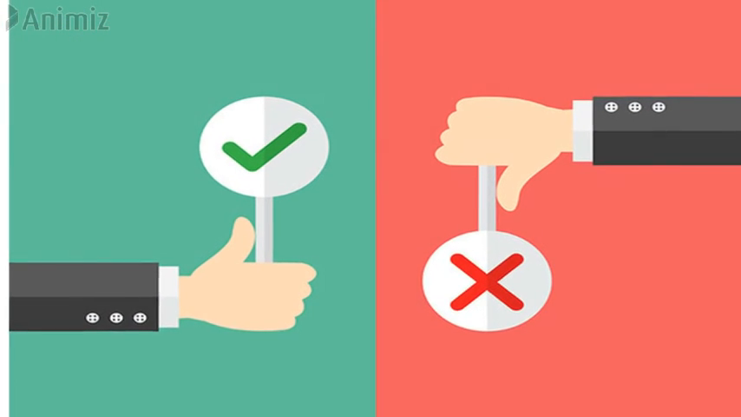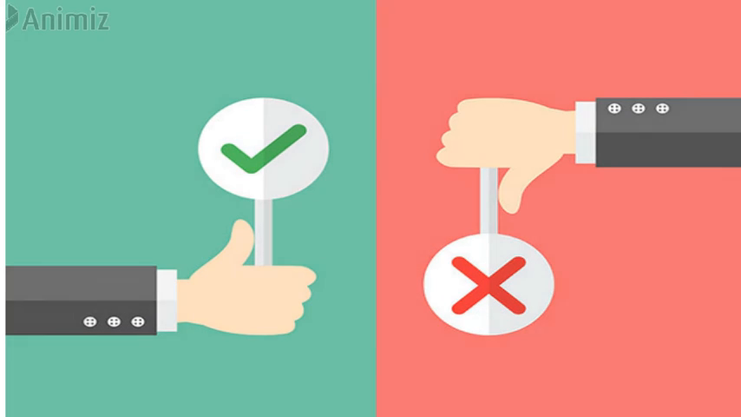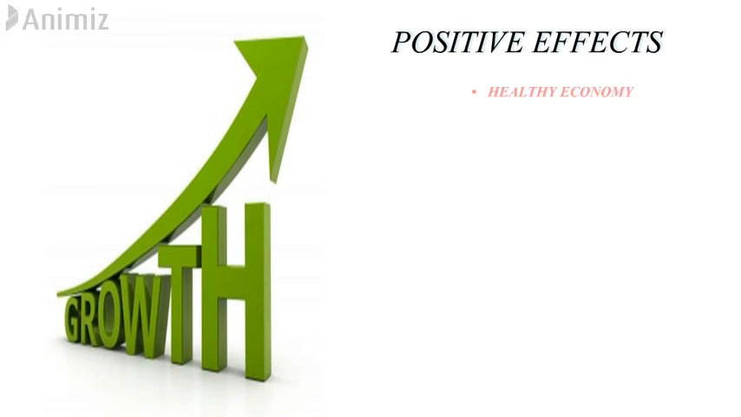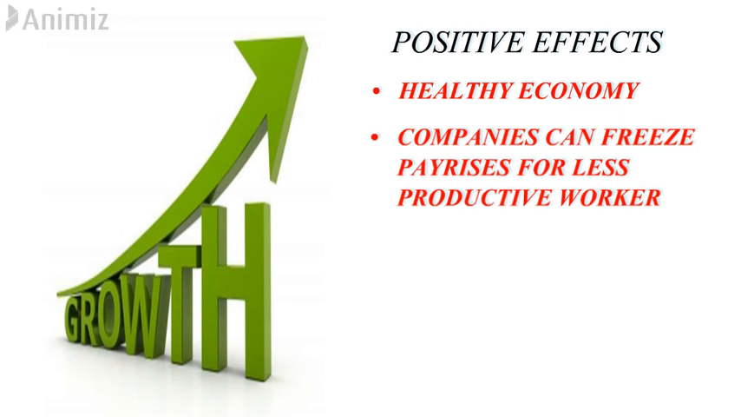There are both positive and negative effects. Then we will know some positive effects first. Moderate rates of inflation are a sign of a healthy economy. With economic growth, we usually get a degree of inflation. Moderate rates of wage inflation allow relative wages to adjust. Nominal wages are sticky downwards. With moderate inflation, firms can freeze pay rises for less productive workers to effectively give them a real pay cut.